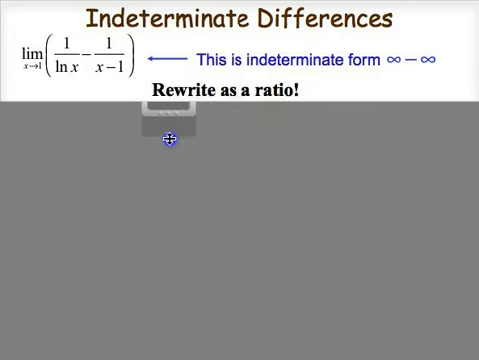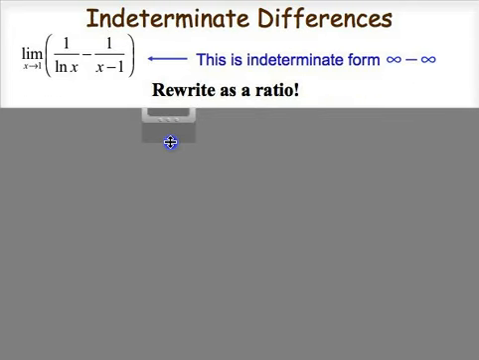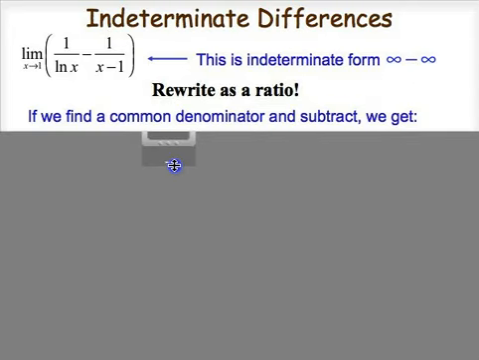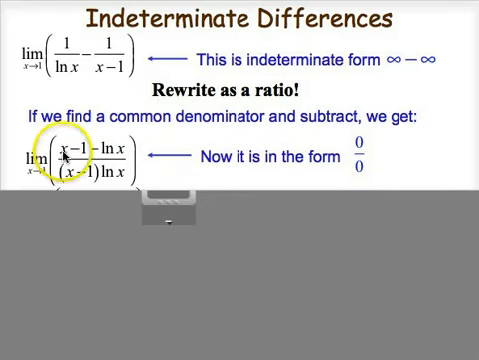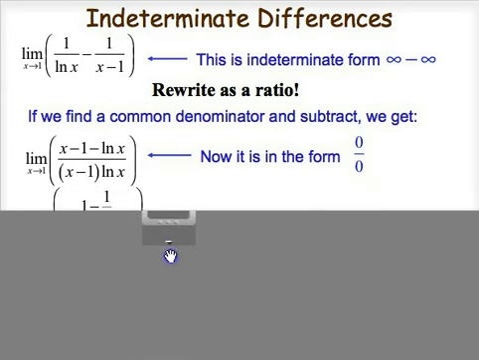Typically when we have that, we need to rewrite it as a ratio. Or in other words, we get a common denominator and subtract them. So if we do that, we're going to end up with this right here. So all I did here was get a common denominator. And now I have a function divided by a function, so I can use L'Hopital's rule, hopefully. If I stick 1 in for all these x's, you will find out that we get 0 over 0, which means I can take a derivative of the top and of the bottom.